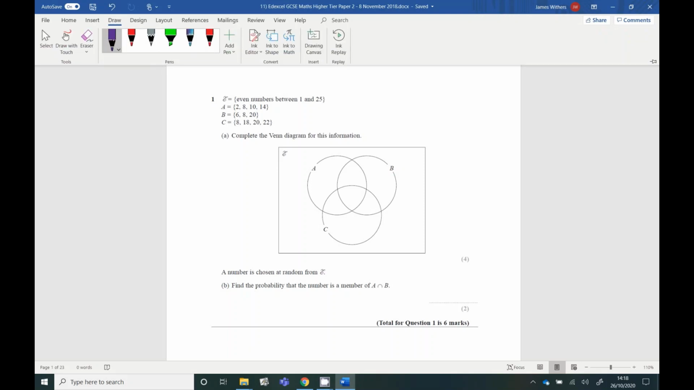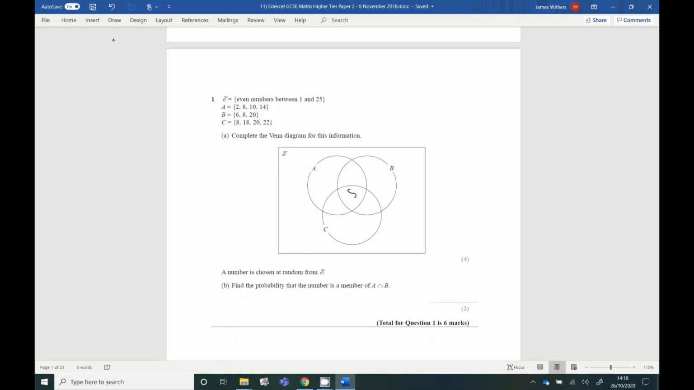So we can see that we've got 8 in A, B and C. So that goes in the middle. Cross off the 8 so you've covered it. The only other number we have in common, we have the 20 being in both B and C. And then all the other numbers are unique to each of those sets.